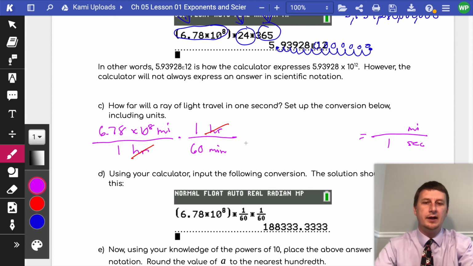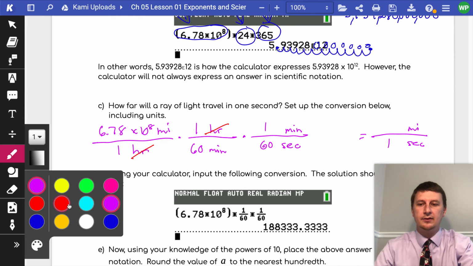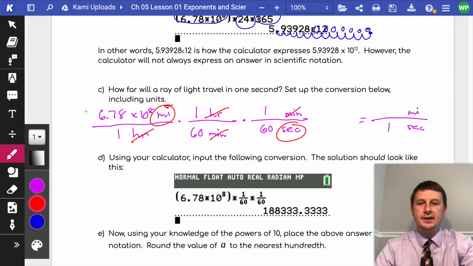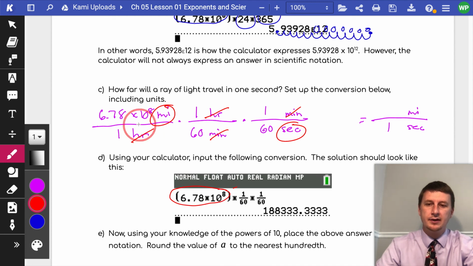But what I want is miles per second. So I'm going to have to multiply something I know about minutes. Since minutes are in the denominator here, I want to cancel them out by putting minutes in the numerator up here. And I know that 1 minute contains 60 seconds. And now my minutes will cancel out, and my final units would be miles per second, which is exactly what I want here, miles per second. So I'm going to solve this by multiplying straight across 6.78 times 10 to the 8th, as it says in the screenshot of the calculator there.